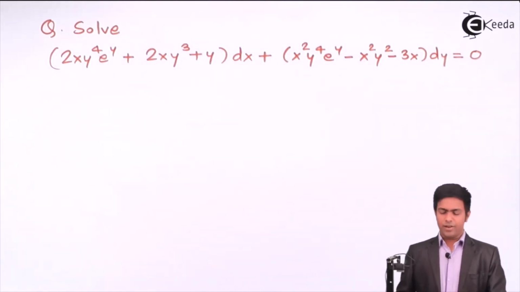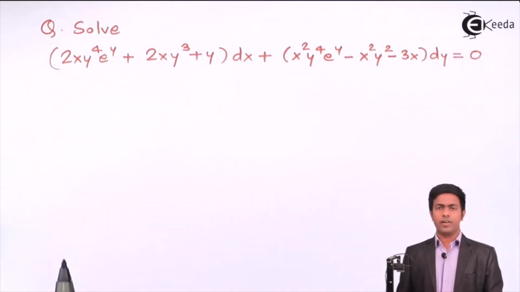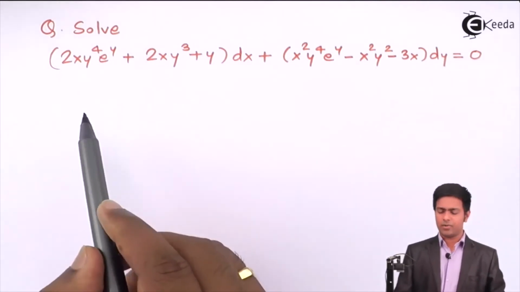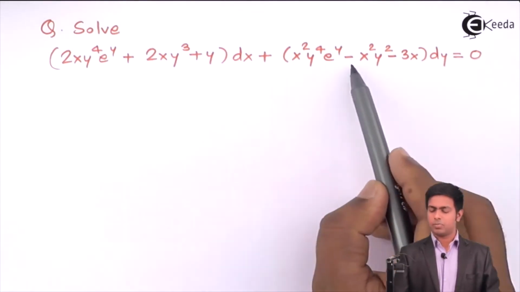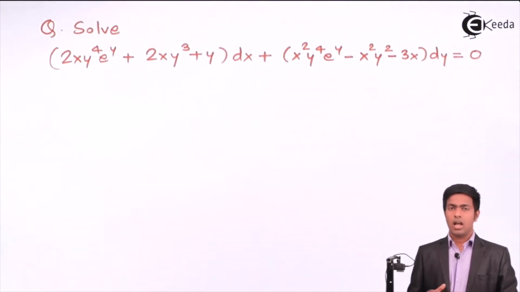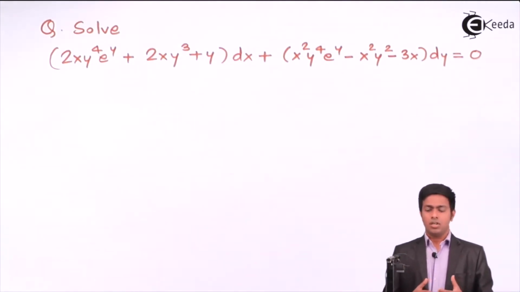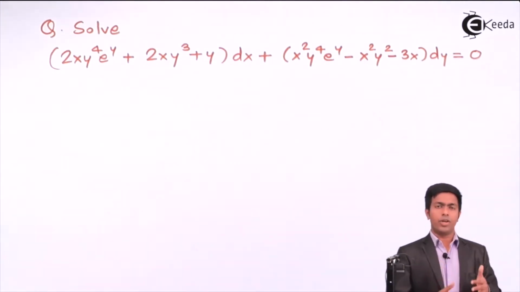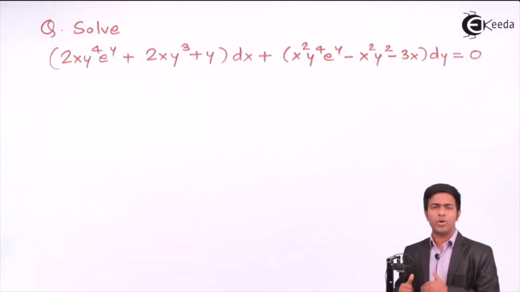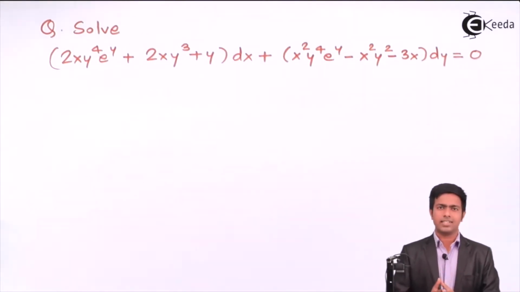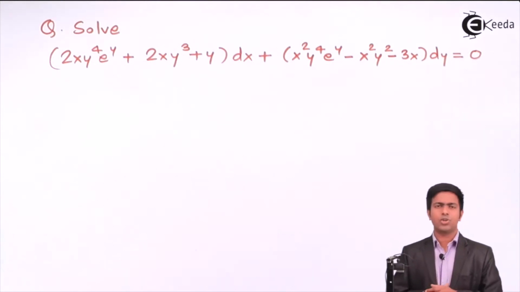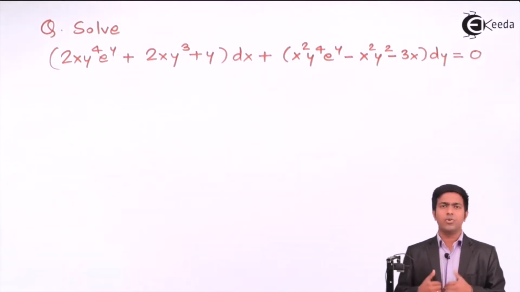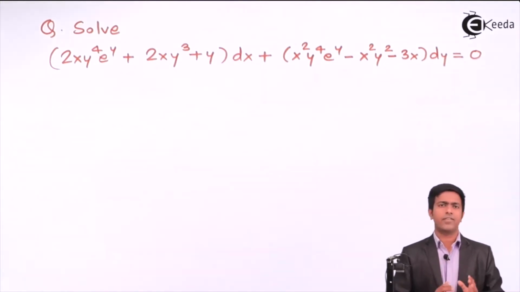So guys, if you observe this equation carefully, I can see that this equation is in the form M dx plus N dy equal to 0. And for such equations, if the value of ∂M/∂y is equal to ∂N/∂x, then we say that it is exact. So it means we can get the solution of this equation by using the method of exact differential equation.